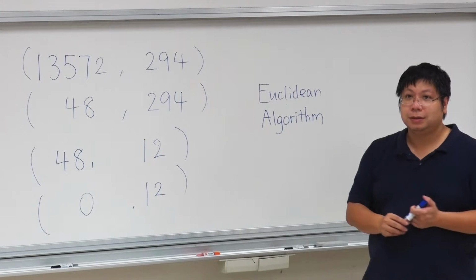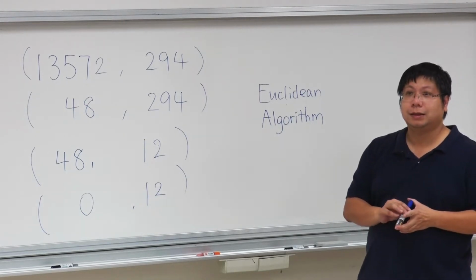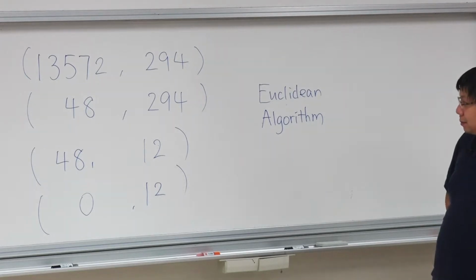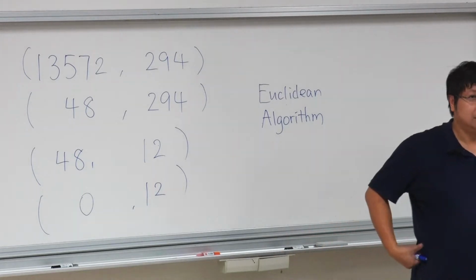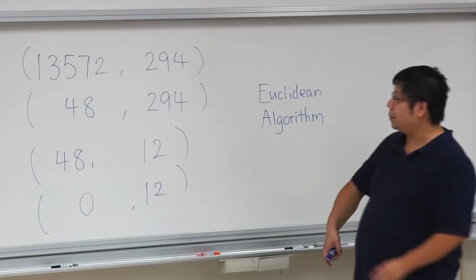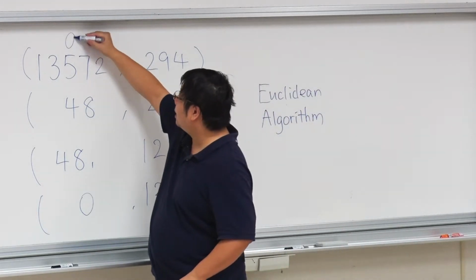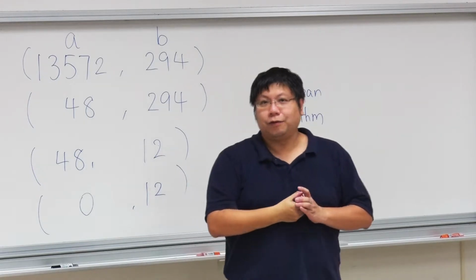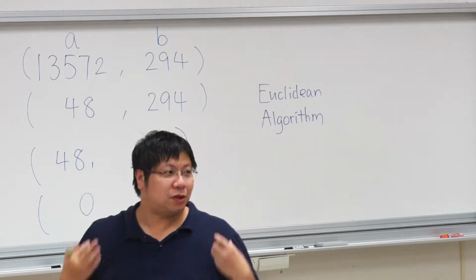Why is it good? How many steps do we need? Can we analyze? So we have two numbers. Let's say this is called A, and let's say this is called B. Is that okay? So first of all, will this algorithm stop?